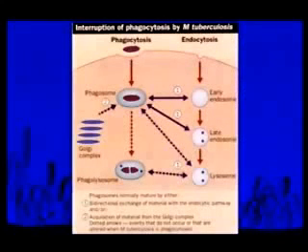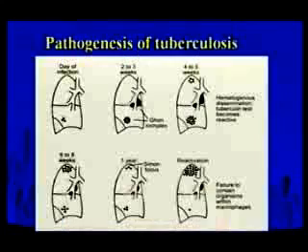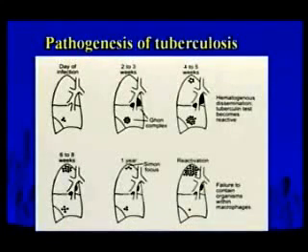And the organism strategy is to interrupt intracellular killing. This is the phagosome, phagolysosome, and the idea is that MTB is able to interrupt the process of intracellular killing and thus survive in the phagolysosome inside of macrophages more or less indefinitely. We'll get back to some implications of that.